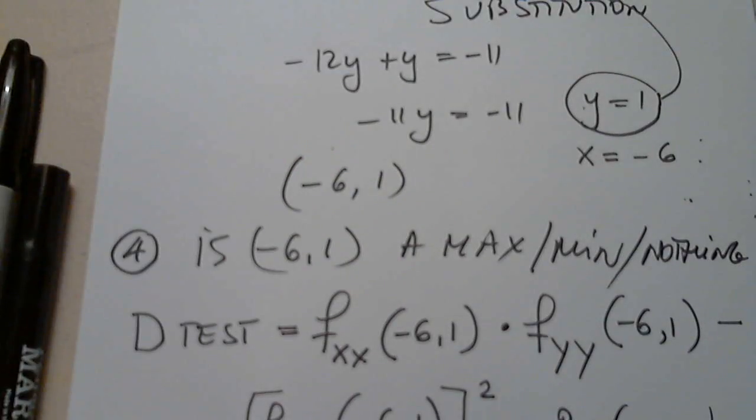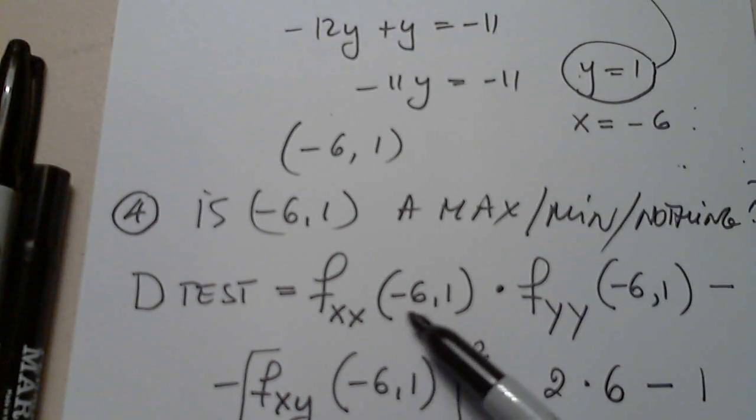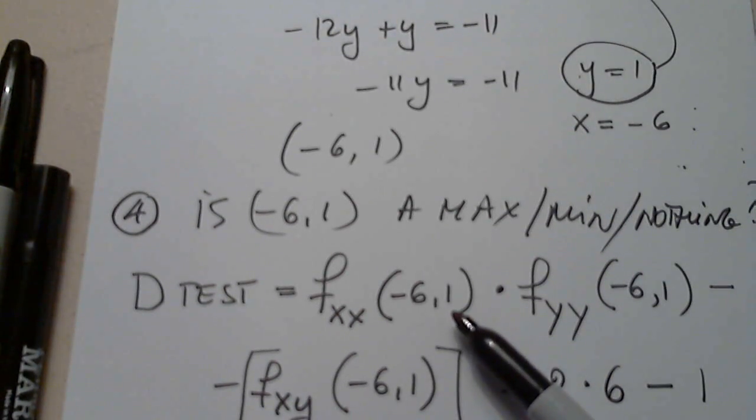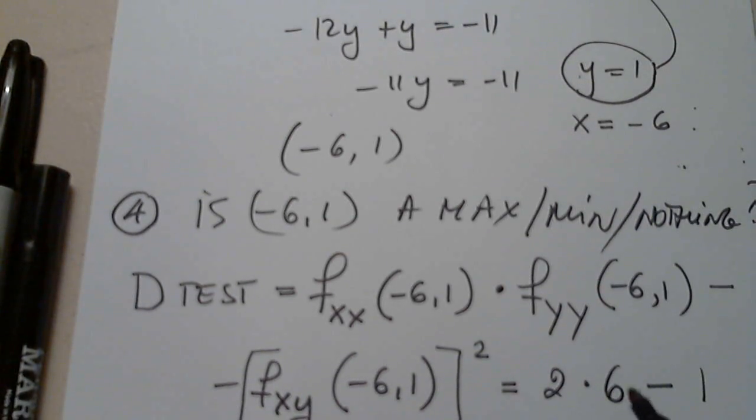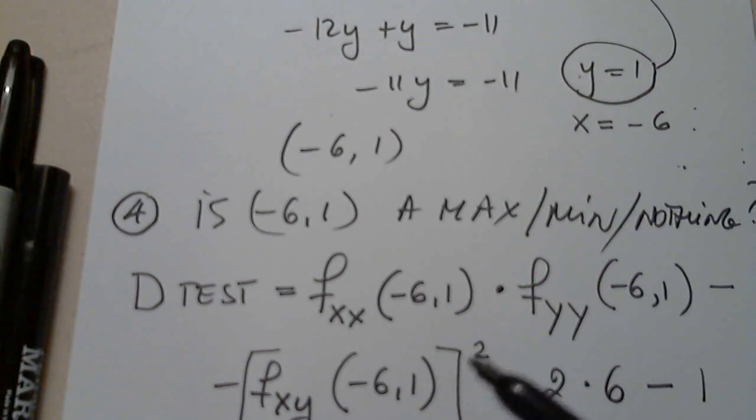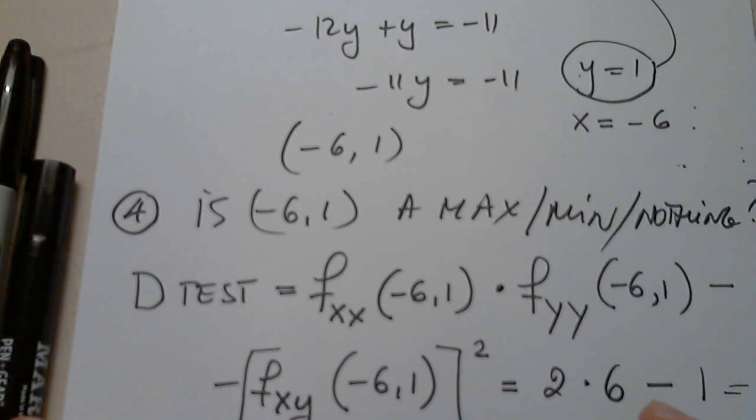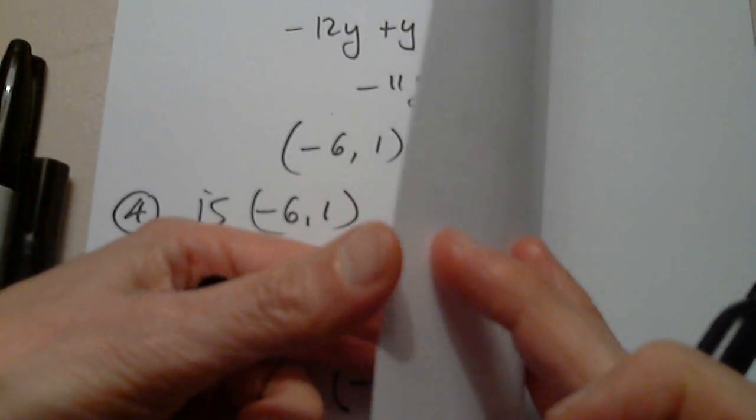Good. So, again, here in fxx, I was supposed to replace, but I don't have anything to replace. It's just 2. It doesn't have x and y to replace anything. Same thing with fyy, same thing with fxy. So this number happens to be 12 minus 1, which is 11. Okay, now this is our conclusion.